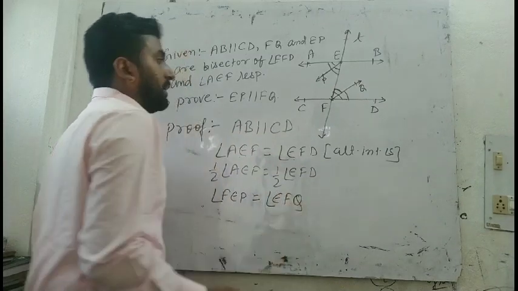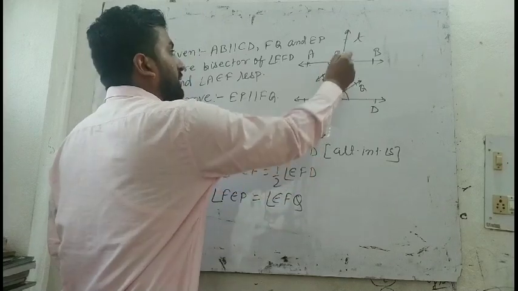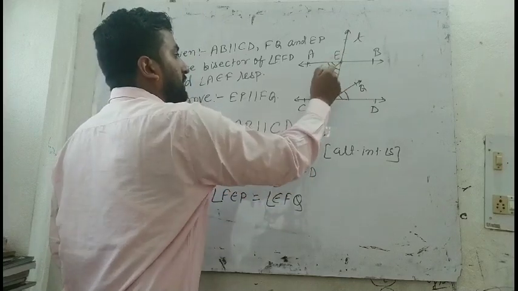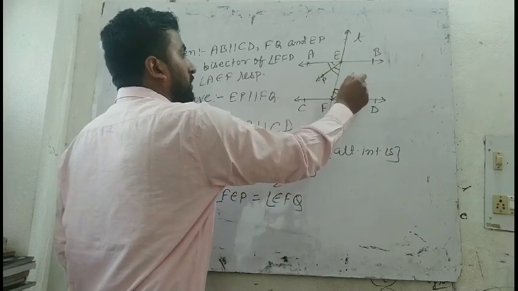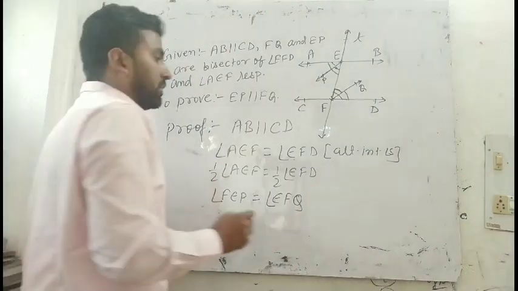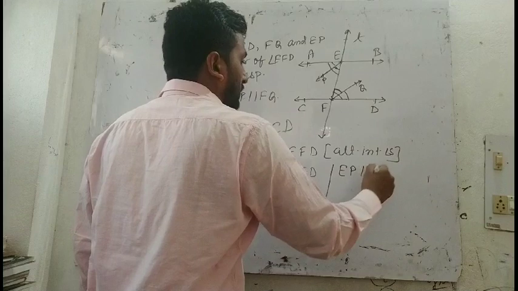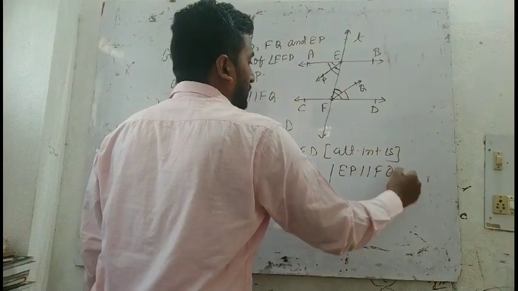So here EFQ, and here angle FEP is equal to angle EFQ. Both are alternate interior angles, and alternate interior angles are equal, so EP is parallel to FQ. Proof.